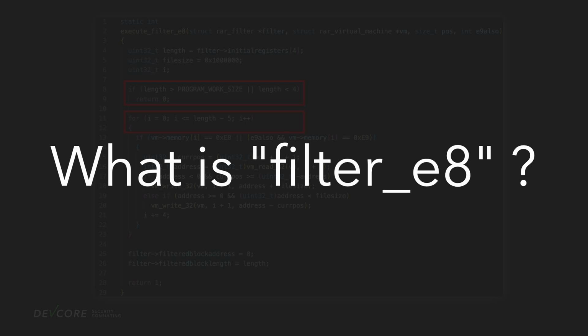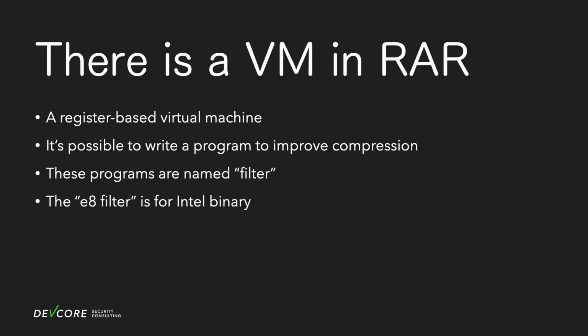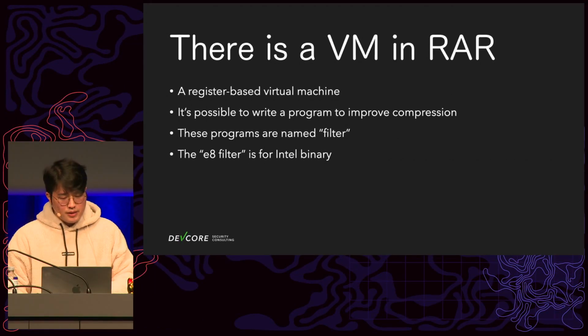The problem is, what is filter E8? This filter differs from the Libarchive filters we mentioned. This filter is something implemented inside the RAR file format. It has nothing to do with the filters we mentioned before. To know what a filter is in RAR, we must know that there is a VM in RAR, and it's a register-based virtual machine.